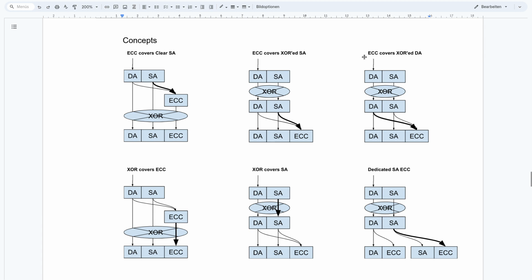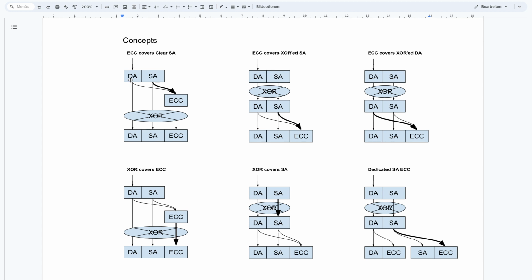The next concept is ECC covers XORed data area. In this case, it's the same as we had here. But the important question is: is the ECC calculated based on the XORed data area? Or the other alternative would be, if that's not the case, then the ECC would be using the clear data area.